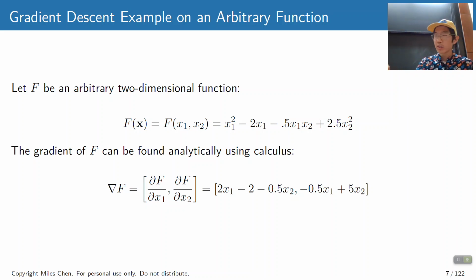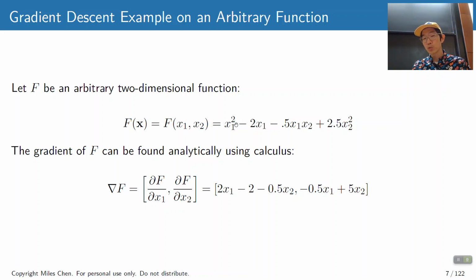Okay, so again, this is just an arbitrary 2D function. It's not least squares regression. It's not slope and intercept. It's just x1 and x2. And so I've got x1 squared minus 2x1 minus 0.5 x1 x2 plus 2.5 x2 squared. I'm going to use the definition of the gradient, which is a vector of partial derivatives. We've got the partial derivative of f with respect to x1, and the partial derivative of f with respect to x2.